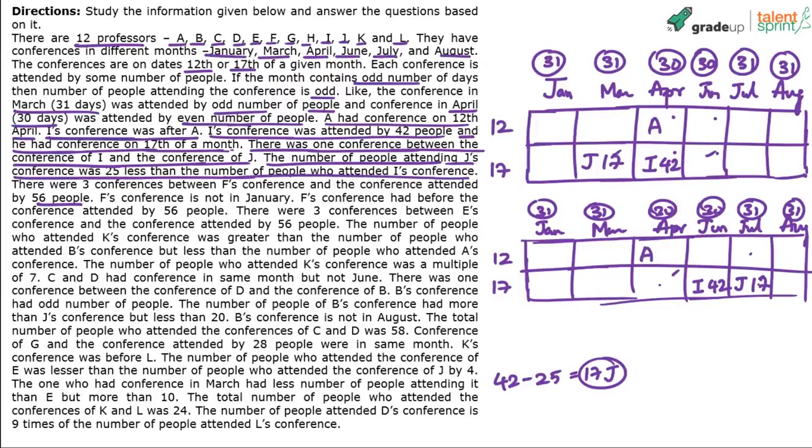There are 3 conferences between F and 56. Then he says F's conference was not in January. Okay, this is interesting. F's conference was not in January. F cannot come in January. F cannot come here. So keep that in mind. F cannot come in Jan.